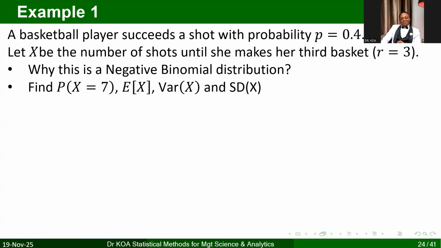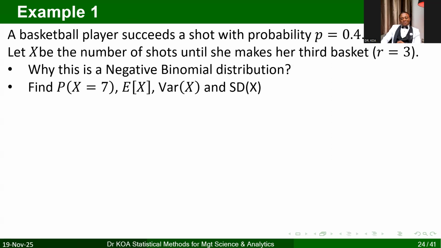So first, why is this a negative binomial distribution? What makes this a negative binomial distribution? You can tell us. First thing, look at it carefully. Each basketball shot is what? Each shot.